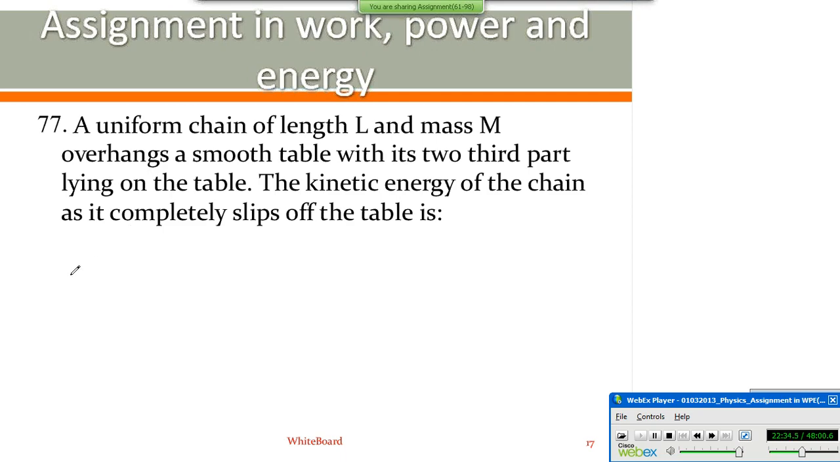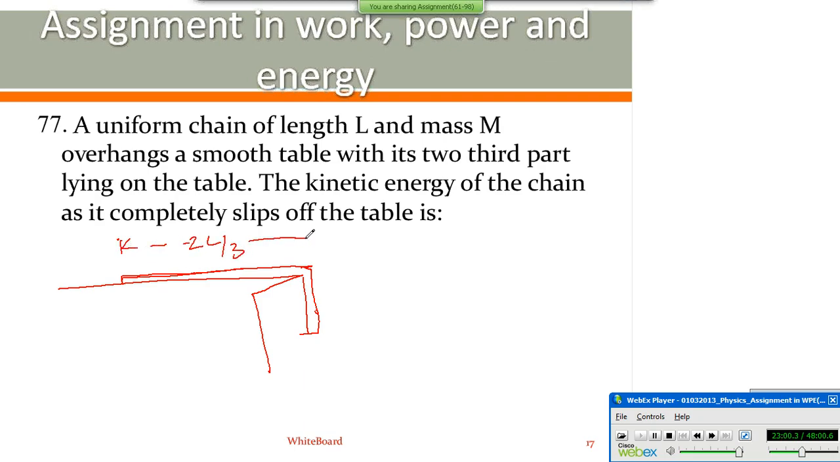For convenience of calculations, we can choose the surface of the table as the reference position for measurement of gravitational potential energy of the chain. Initially 2/3 of the length of the chain is lying on the surface of the table. The chain is released from rest from this position. It means 1/3 of the length of the chain is hanging from the free edge of the table.